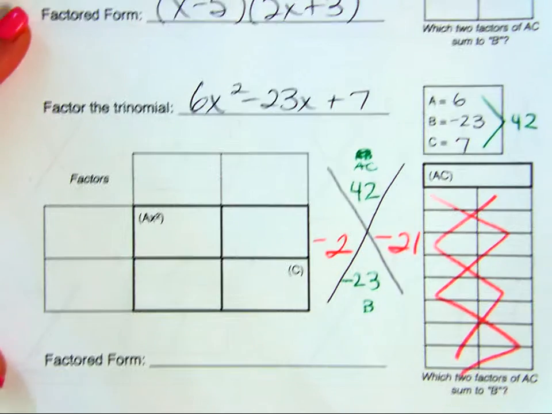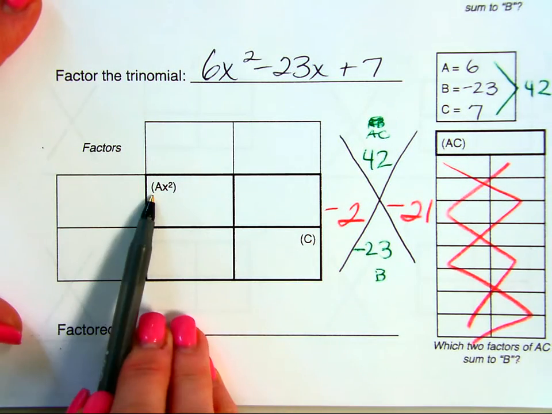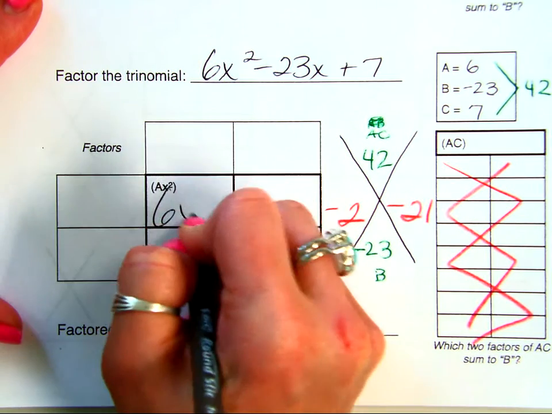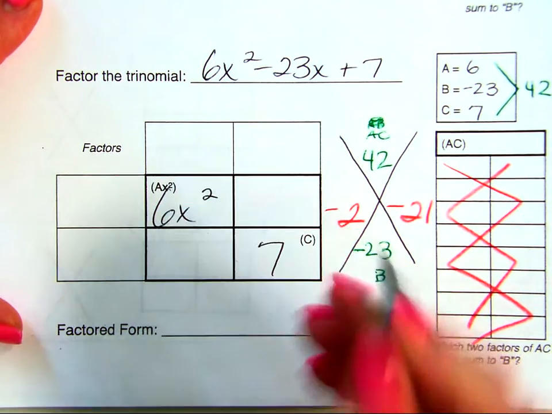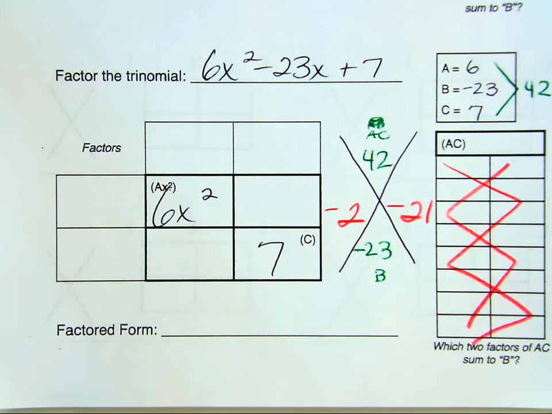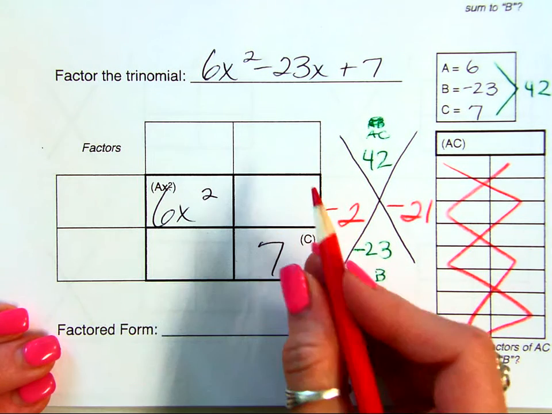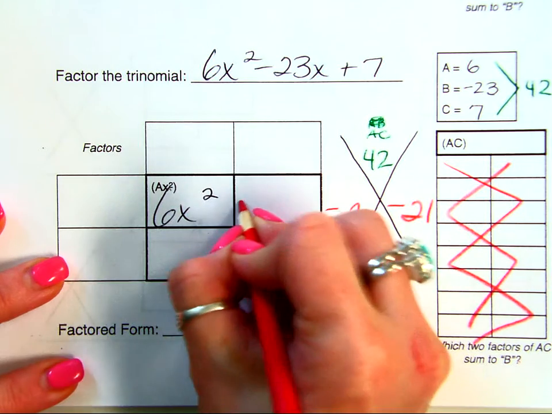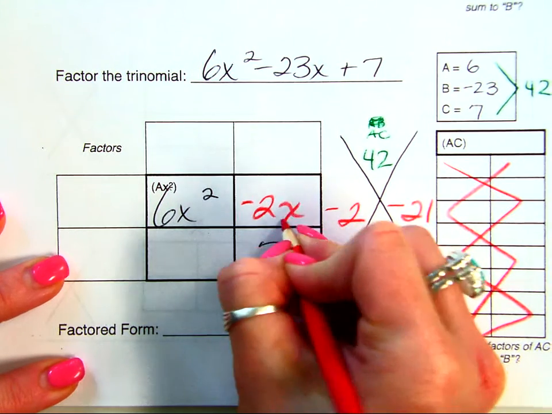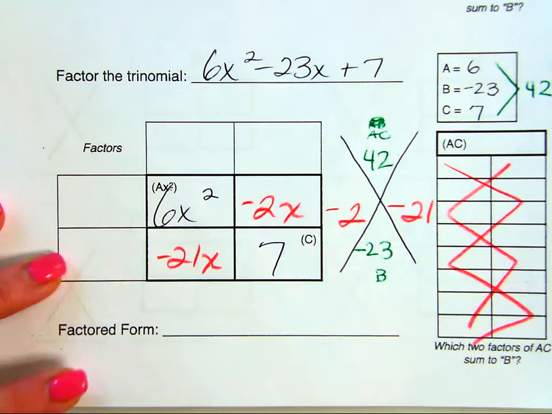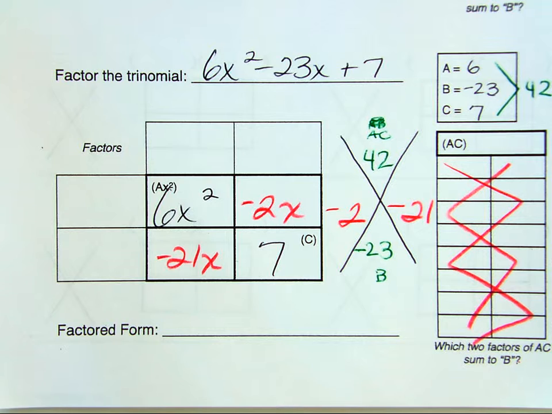Now I fill in my ax squared and my c. Then I do what? These two go here. Put them wherever you want. I'm just going to do that here and that there, because you'll get the same answer. Your factors will just be flip-flopped around.